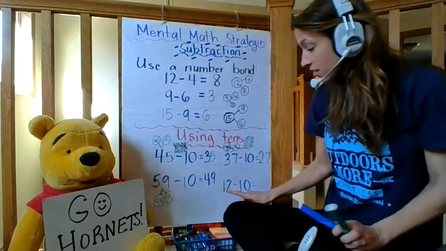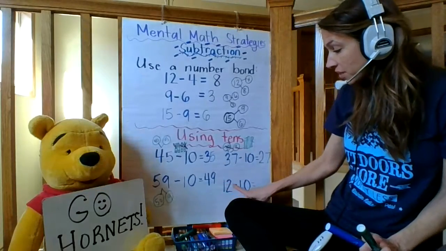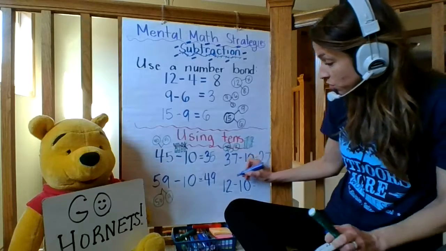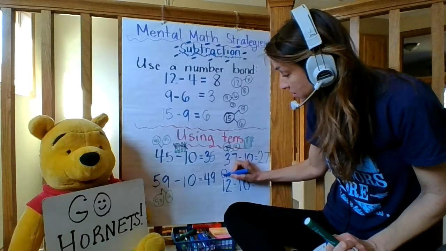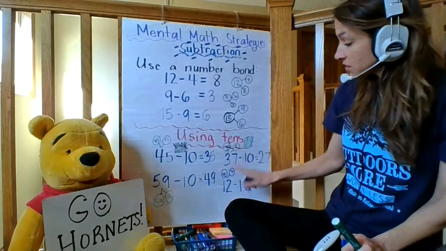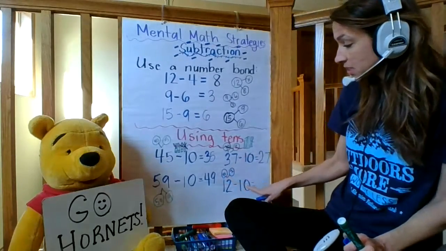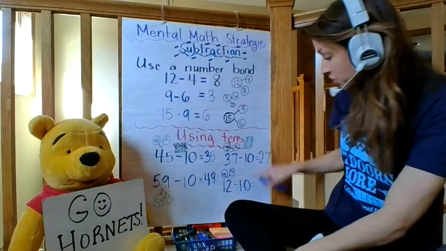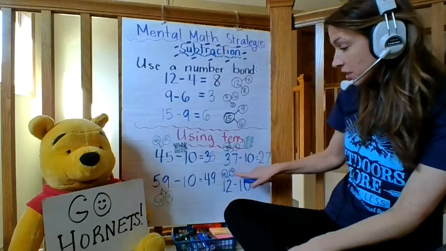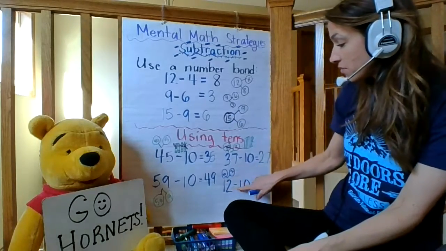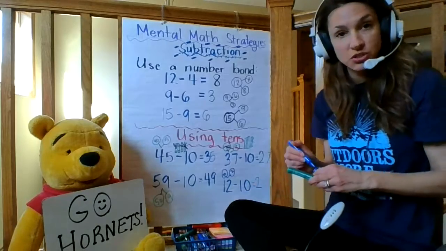All right, so then the last one, 12 minus 10. Well, I have 10 and 2 when I have 12, don't I? So, oh, look at that, 10 minus 10. If I have 10, take away 10, I don't have any, so I should have nothing here in the tens place, but I'm left with 2. So the answer is 2. 12 minus 10 equals 2.